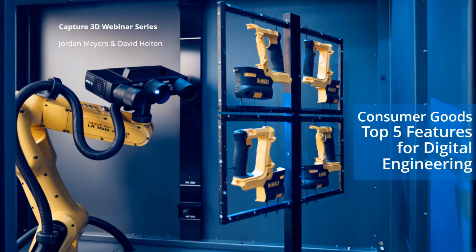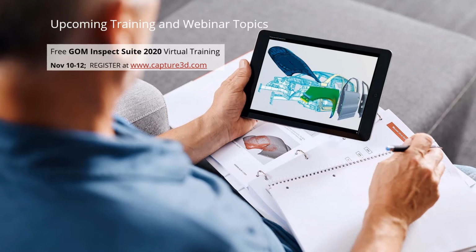We have a lot of exciting things to cover today, and there are 5 features that our experts believe are very useful in the consumer goods manufacturing industry, and we are going to show you how you can utilize them. So 3 out of the 5 features that our experts picked are actually available in our free GomInspect Suite software. So if you don't have the software already, you can download it from our website and you'll be able to try the features yourselves.